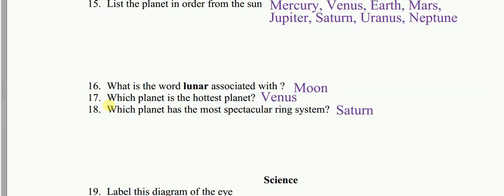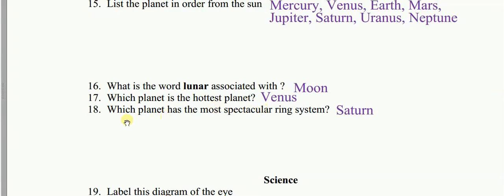Number 17, which planet is the hottest planet? Our answer is Venus. That one can be a little tricky because Mercury seems closer to the sun and as such should be hotter. But Mercury does not have an atmosphere and Venus has, so it holds on to heat much better than Mercury would hold on to heat.